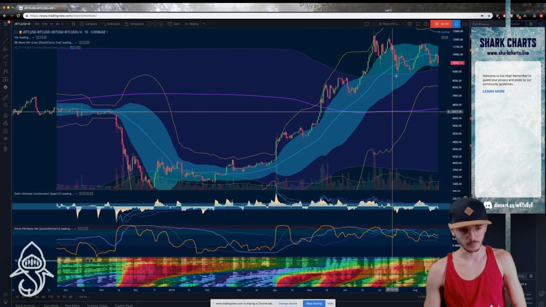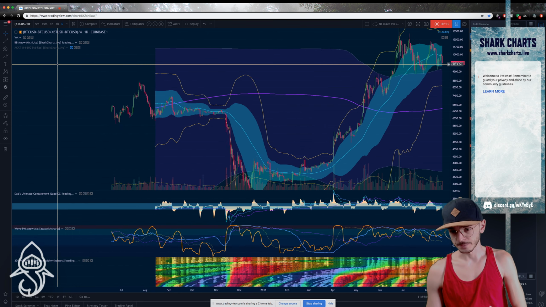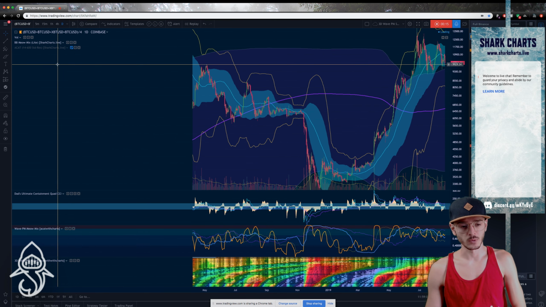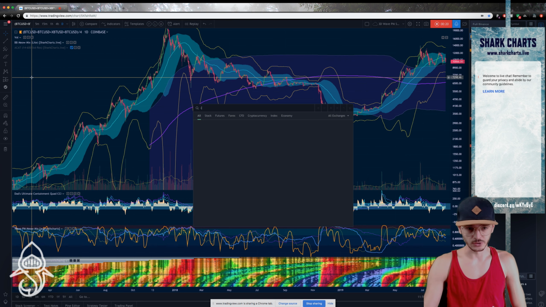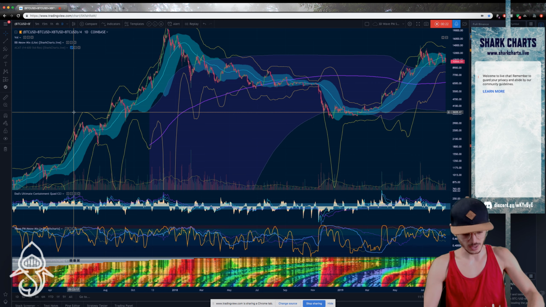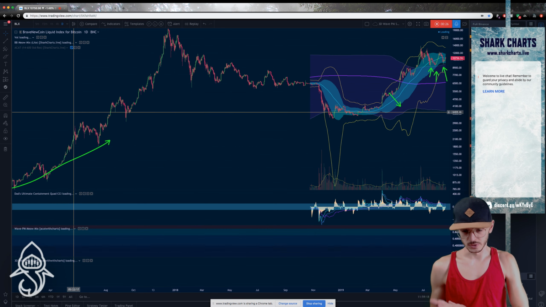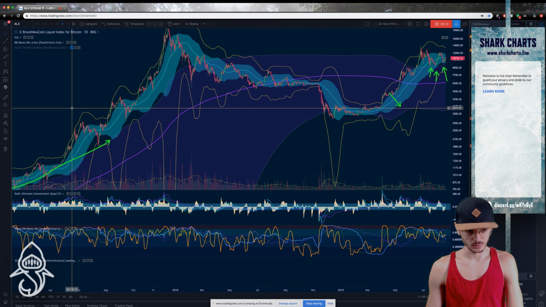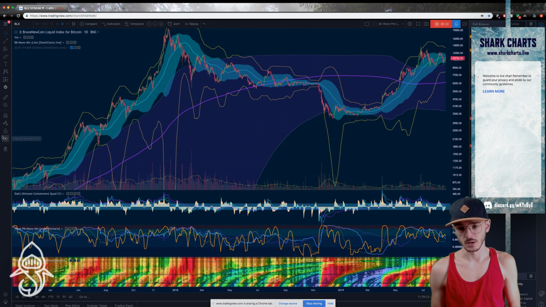So we have a really long-term support that we need to point out on the daily chart called the 500 period 1.25 standard deviation. Now, the reason why this is such an incredibly important benchmark has to do with the previous bull run. Now, this pivot is very similar to the weekly 50 distribution.